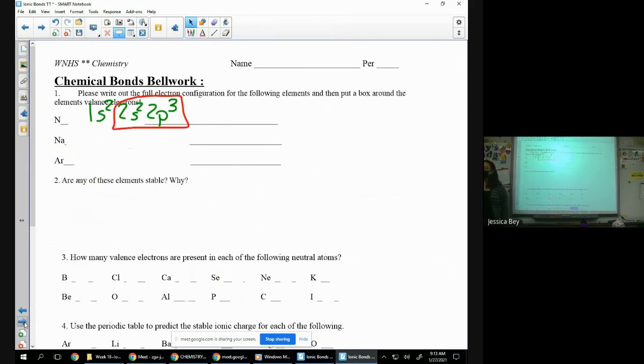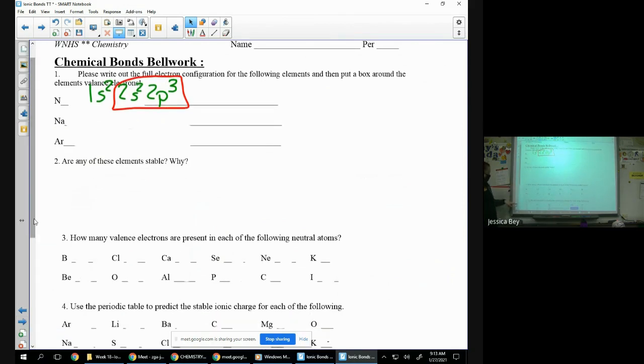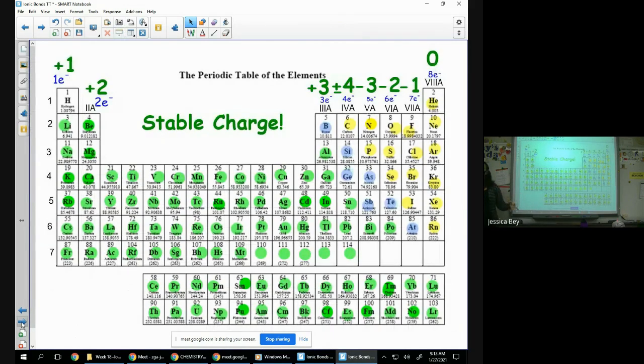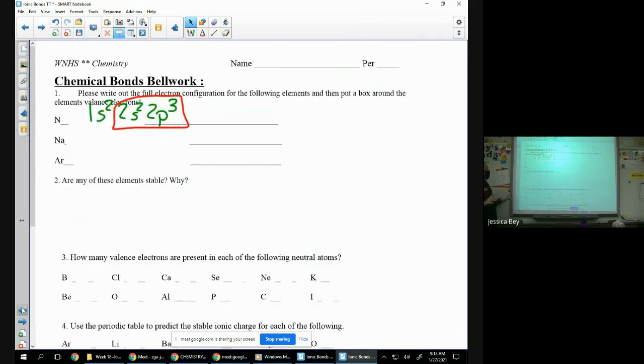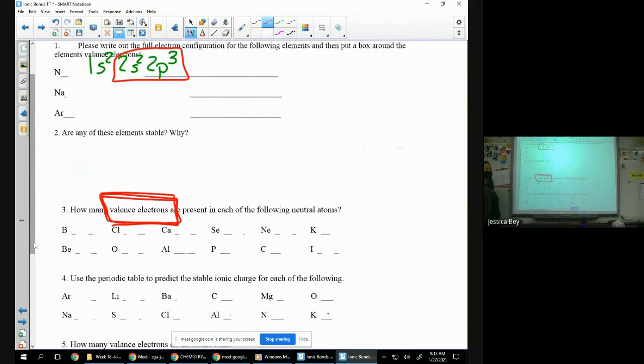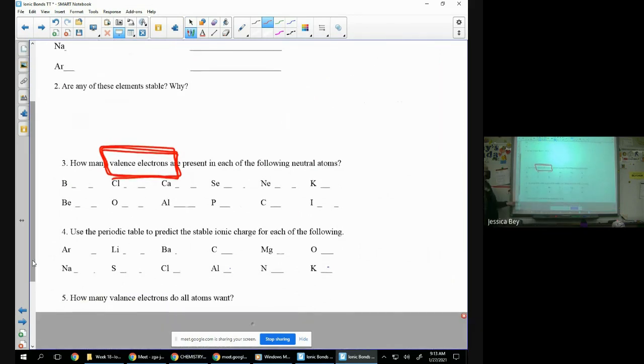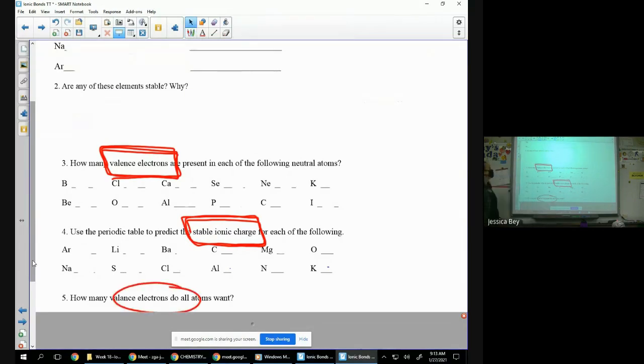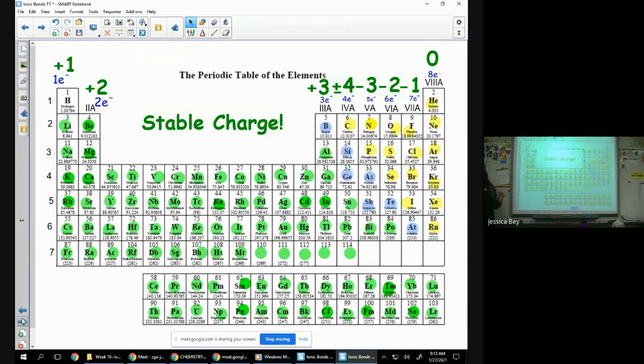Correct? All right, I want you to do the next two. Then I want to know if any of these are stable and why. You might want to think about the octet rule. Then, with your periodic table that is labeled, you should have the valence electrons and their stable charges. We did that on Monday. Number 3 says how many valence electrons are present. So that's the group number itself. And then number 4 is what is the most stable charge. And then this is all the information. How many valence electrons do they want? That's that octet rule.